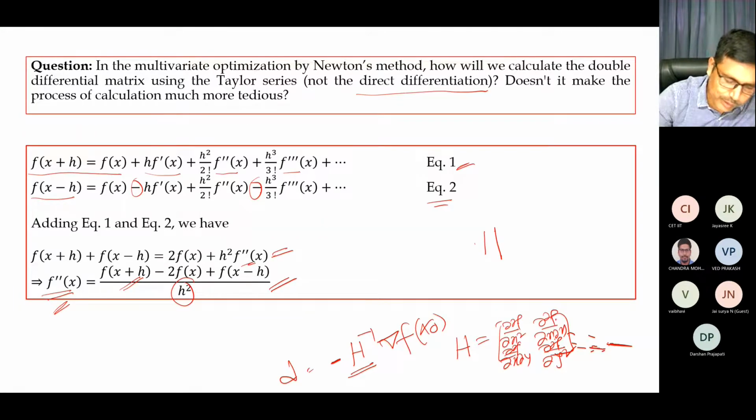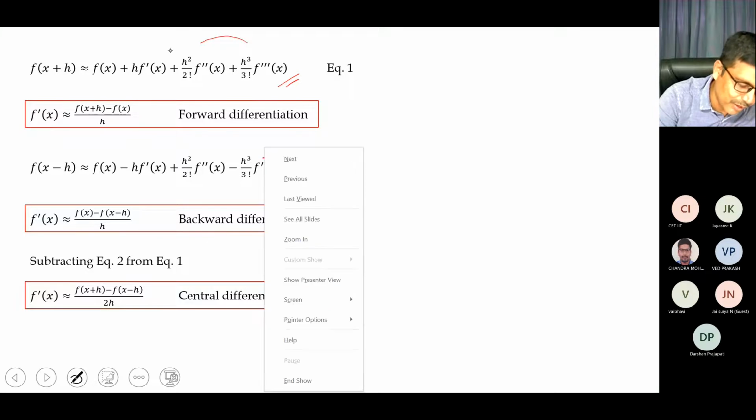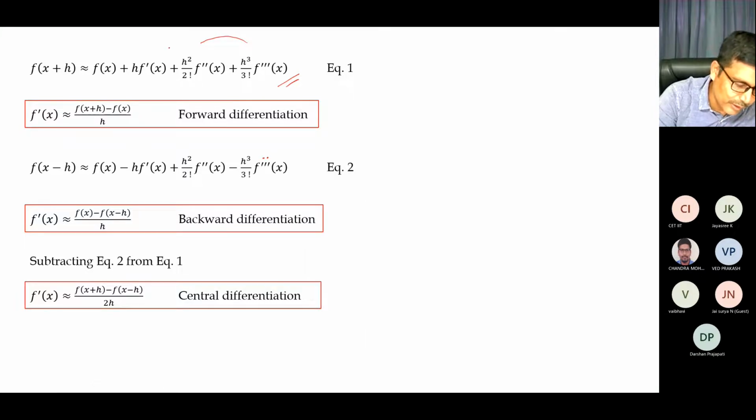So here I have shown you how you can calculate the first derivative. So this is the Taylor series. If I consider the Taylor series up to the first derivative, so this is the truncated Taylor series, then from here I can approximate that the first derivative is equal to f of x plus h minus f of x divided by h.